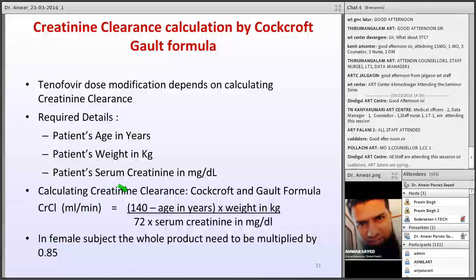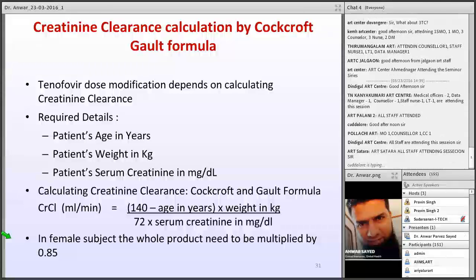Now either you can calculate or you can download the apps. These days there are iPhone apps or Android apps which give you creatinine clearance. Just put in age, weight, and serum creatinine, and they will give you the creatinine clearance. This is a very quick way of calculating the creatinine clearance.